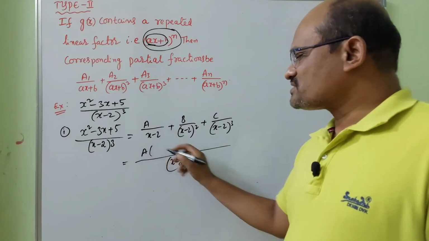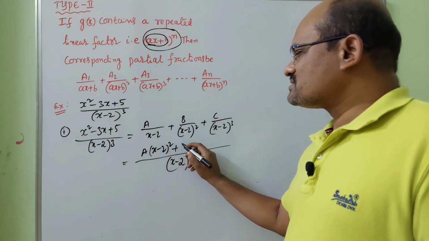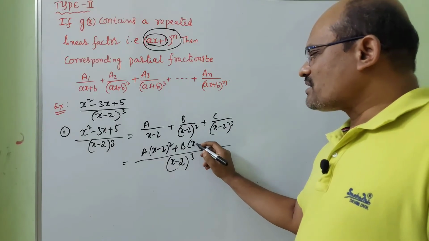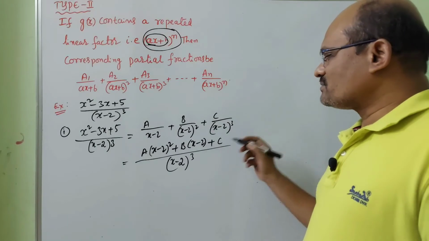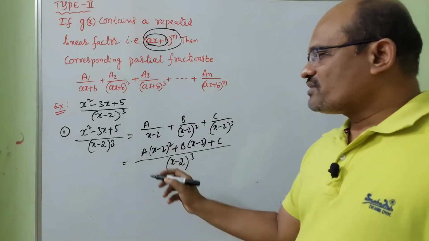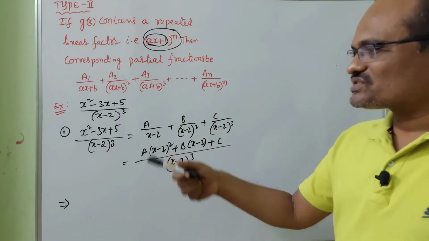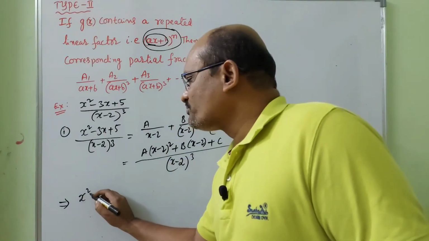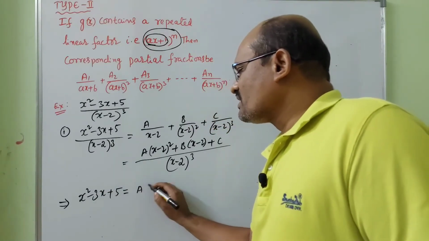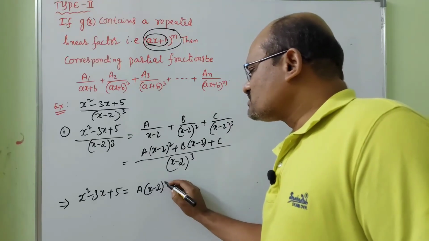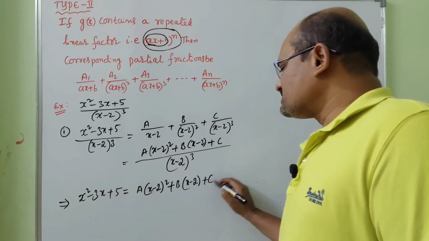Now for this, when x minus 2 gets cancelled, you will get (x minus 2) whole square, plus, square gets cancelled, we will have to write b into (x minus 2) plus c into 1. (x minus 2) whole cube cancels. Now equate numerators on both sides. Why? Because denominators are equal, they get cancelled. Equate numerators. x square minus 3x plus 5 is equal to a into (x minus 2) whole square plus b into (x minus 2) plus c.